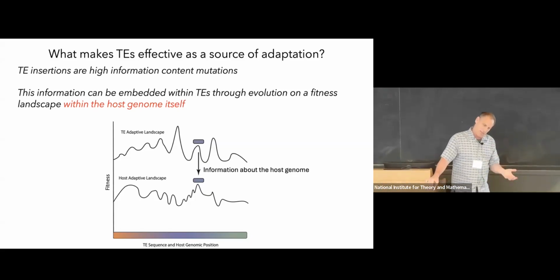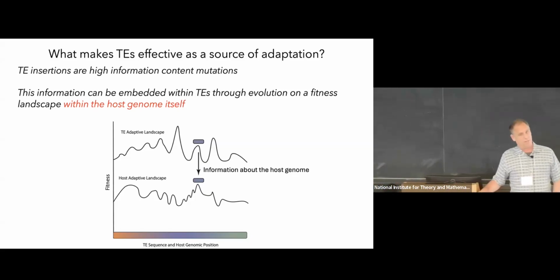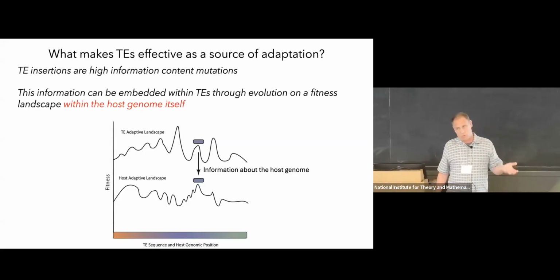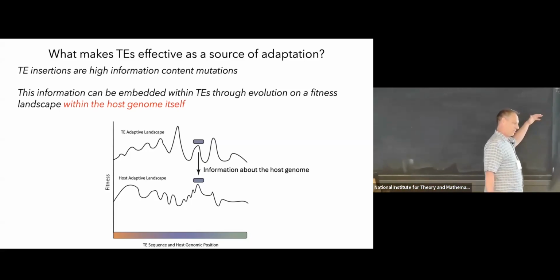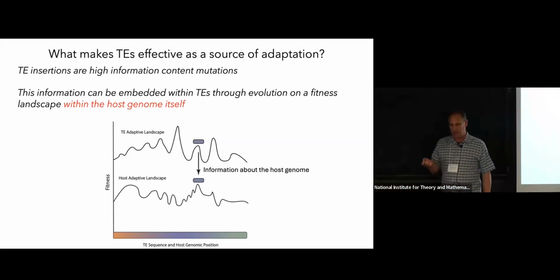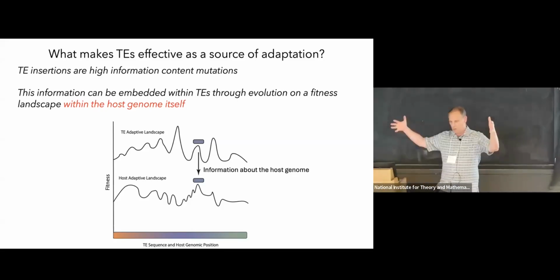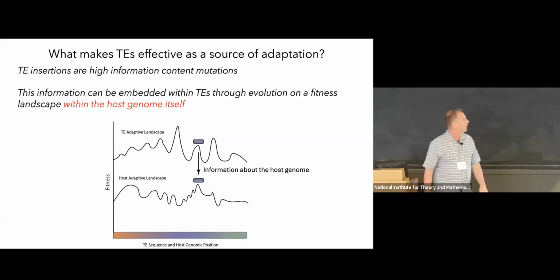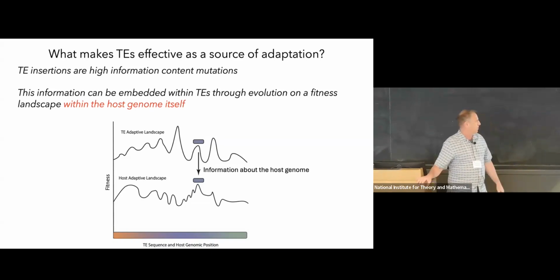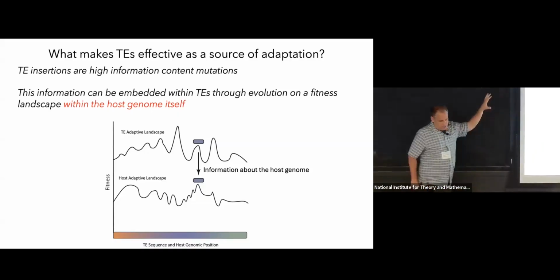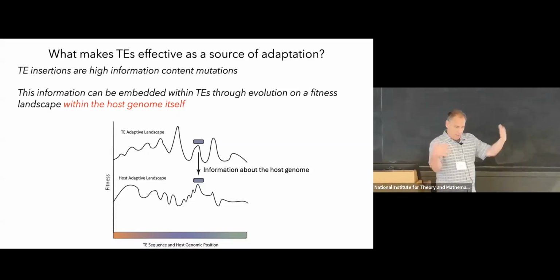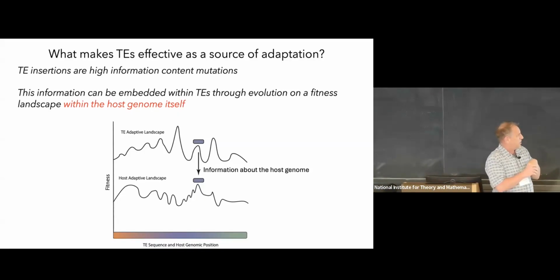So I think it's interesting to think about what makes transposable elements such an effective source of adaptation. I think it's because they're really high information content mutations, right? With a SNP, there's not a lot of information when a G goes to a C, but when a whole chunk of something lands somewhere, there's a lot of information in that form of mutation. What I also think is interesting is that the information within the transposable element got imbued within the transposable lineage through evolution on a fitness landscape, which is in the host genome itself.